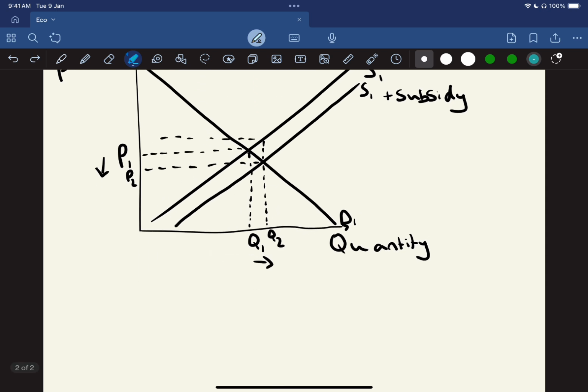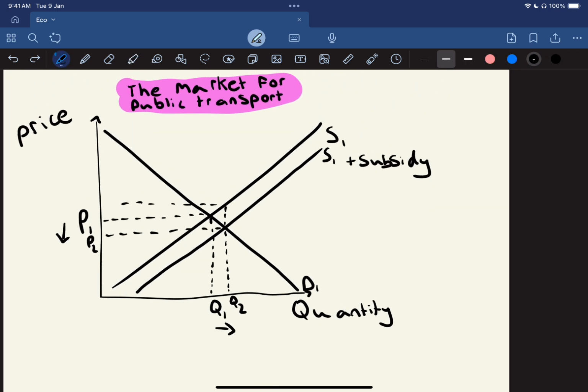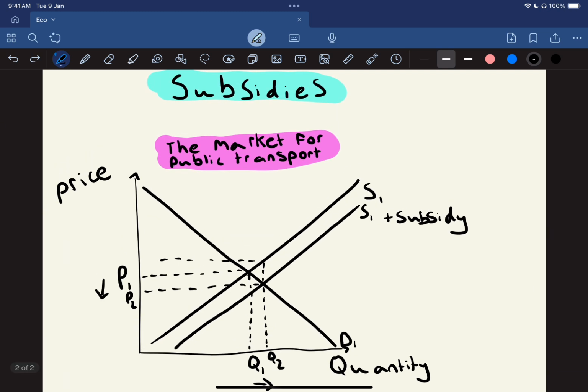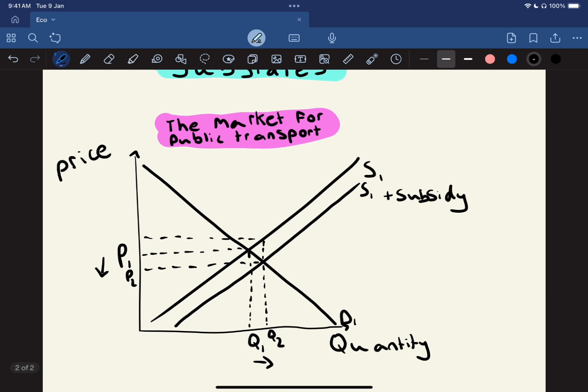Thinking about who's better off and who's worse off, our consumers are going to be better off, because they're going to have to pay a lower price for their good, in this case public transport, which is good news for them. Their consumer surplus has increased, which is great. Our producers are going to see a higher quantity of people purchasing the good, which is good for them. They're also going to see their producer surplus increase from the help of the subsidy, which is going to increase their revenues, most likely their profits, which is good for them as well.